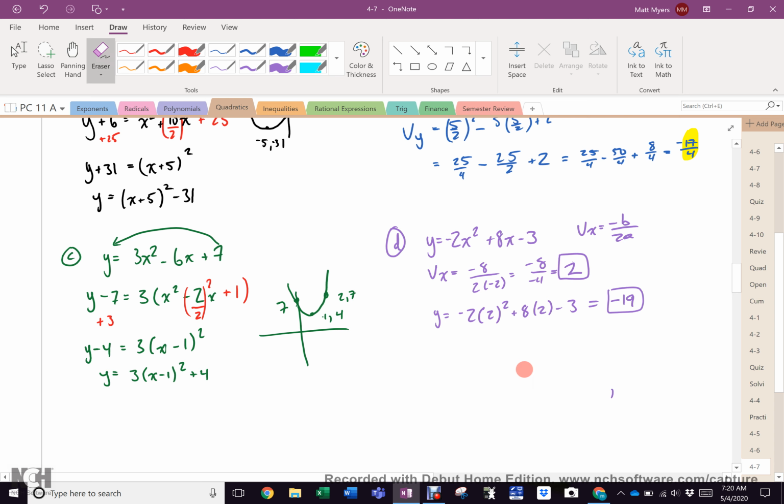I screwed up. 2 squared is 4. Negative 2 times 4 is negative 8. Sorry, guys. Negative 8 plus 16 is positive 8. Minus 3 is positive 5. There we go. So I've got a vertex at 2, 5. And since it goes downward, it's a negative a. It's going to go down, and I know I've got a y-intercept at negative 3.